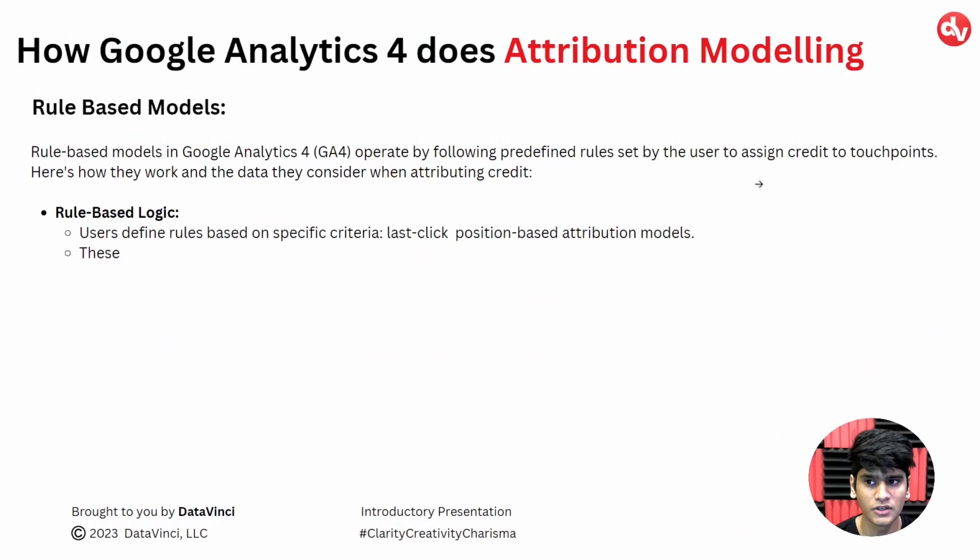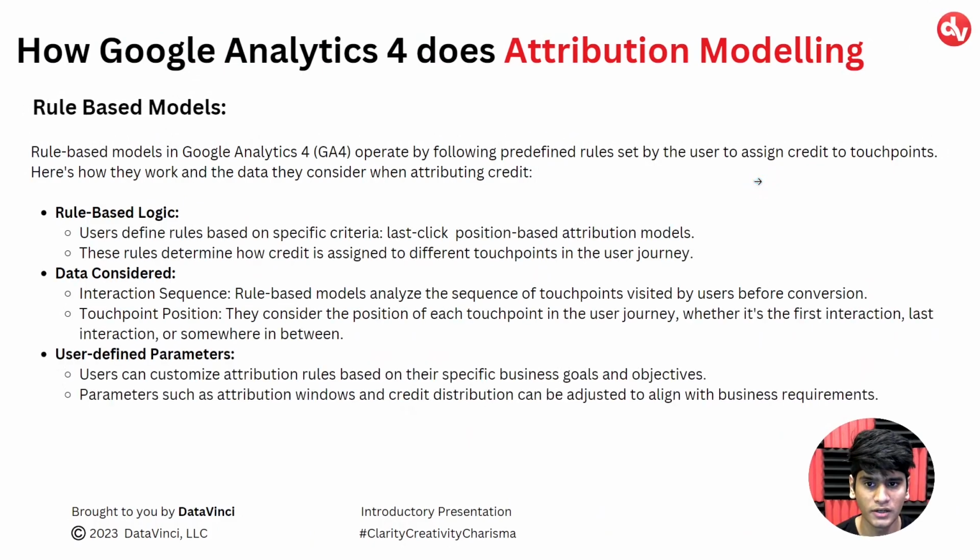Now let's see how it works for the rule-based model. Rule-based model in Google Analytics 4 operate by following predefined rules set by user to assign credit to touchpoints. Here's how they work. So the first one is rule-based logic. User defined rule on a specific criteria, which is last click, position based attribution model. These rules determine how credit is assigned to different touchpoints in user journey.